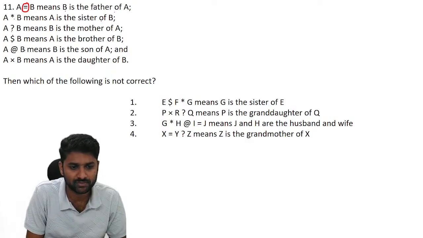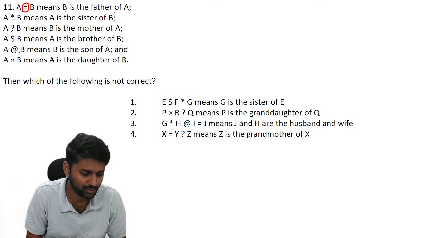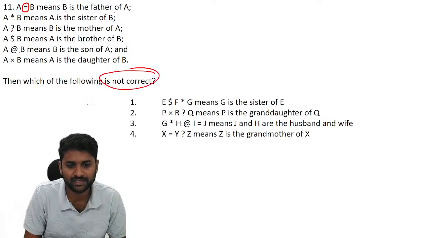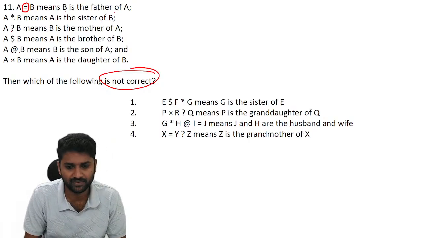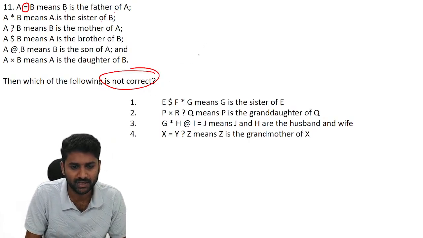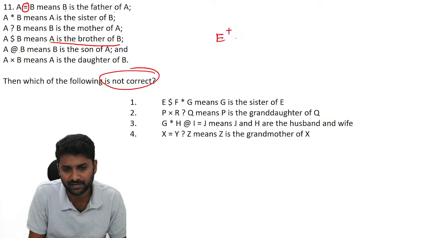Again, dollar talks about brother. At the rate is all about son. And multiplication is all about daughter. Which of the statements is not correct? Now observe, guys: each and every person's gender depends on the symbol itself. Now see this question. E, what does dollar represent? Dollar is all about the forward condition. E is the brother of F.